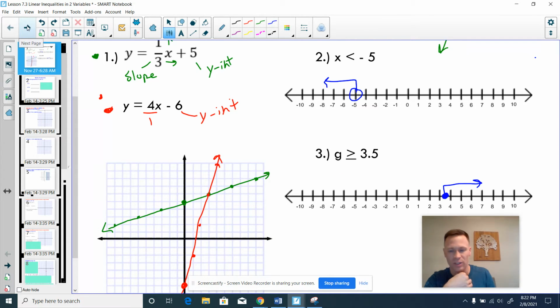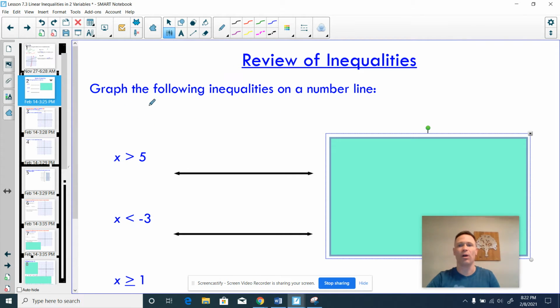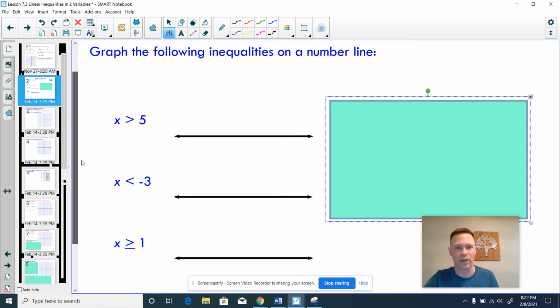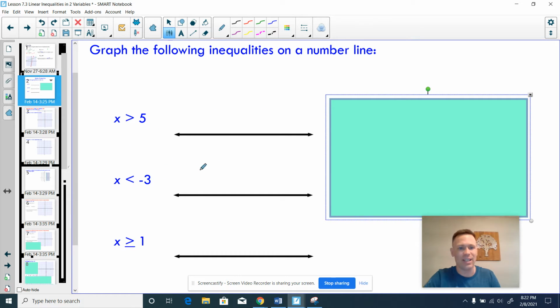So without diving too much into this, I'm going to skip to the next slide, and we're going to talk about reviewing a little bit of inequality stuff. Each of these number lines doesn't have any numbers on it for you. So whenever you're doing it on your own, all you really have to do is put 3 numbers on there: the one that you're comparing x to, and then 1 on either side. Okay, so there's that.